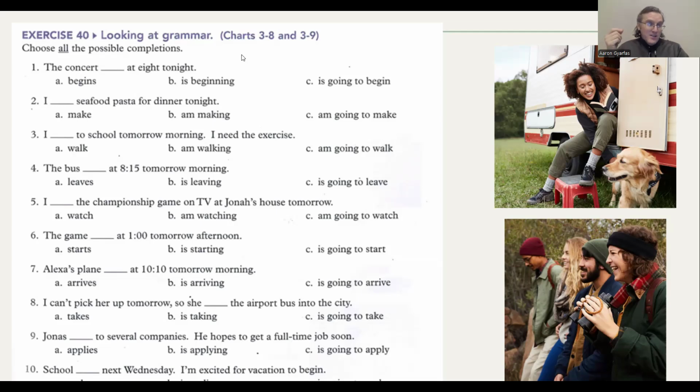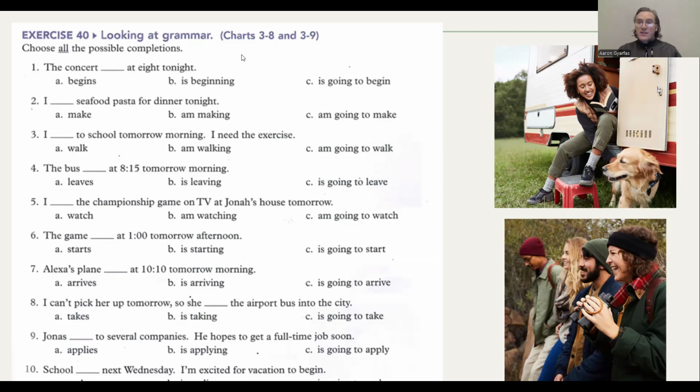But it's not just a plan like, hey, let's have a concert. You want to have a concert? This concert begins at 8 o'clock, not 7:30, not 8:30. There's a timetable. You probably bought a ticket. The ticket says 8 p.m. So that is a timetable. We can use present simple as well. The concert begins at 8 o'clock tonight. So A, B, and C are all correct answers for number one.